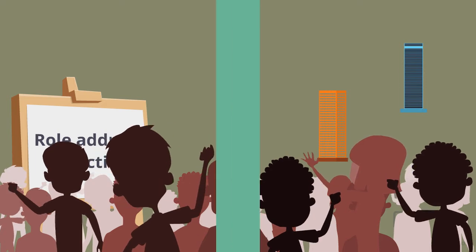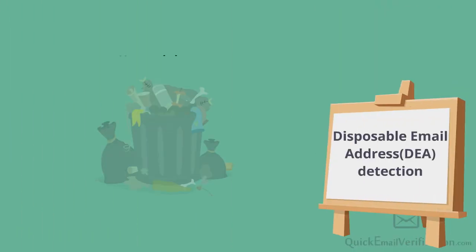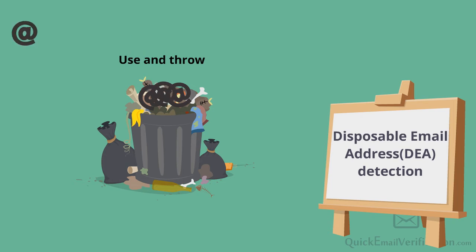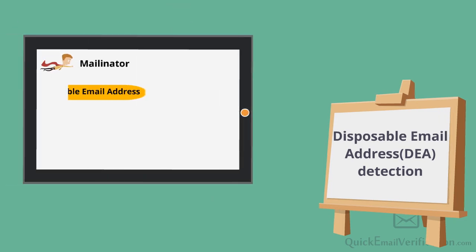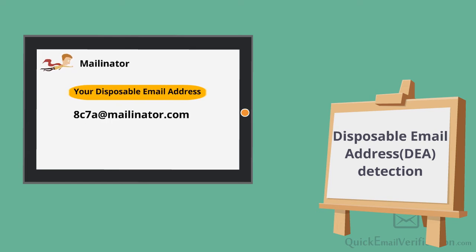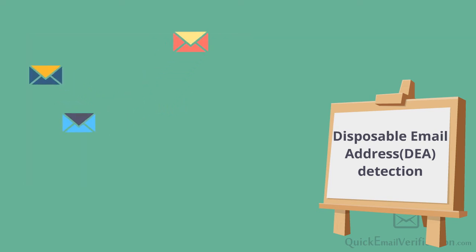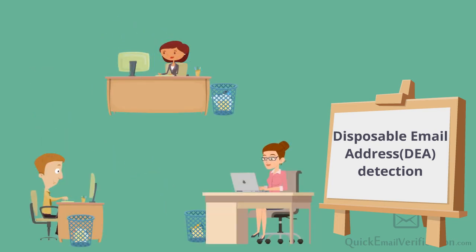That brings us to the verification of whether the address is a disposable email address, or DEA in short. A DEA is a temporary email address, which is mostly used once and then never used again. Sending emails to such temporary addresses is meaningless because they won't be opened and there will be no engagement.